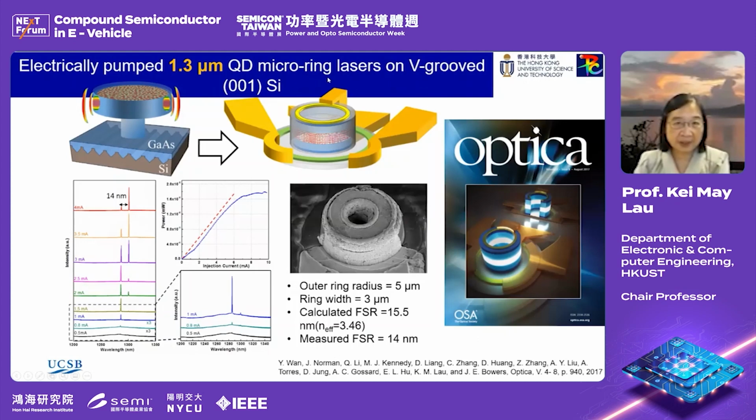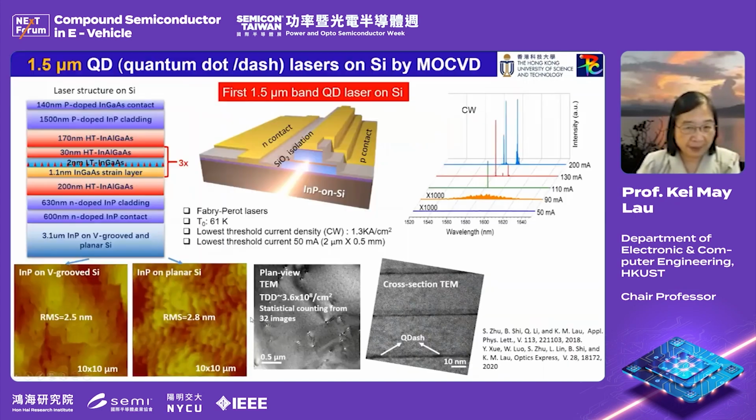And then we have electrically pumped lasers that have been demonstrated on these templates, the microdisc lasers and micro ring lasers, and these have gone on the cover of Optica, and we have reported this since 2016. And these are very small, and the outer ring size is 3 micron. And we find that this FSR is very close to what it's supposed to be. And we have also grown 1.5 micron lasers on silicon with MOCVD.